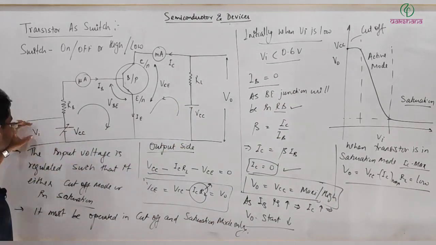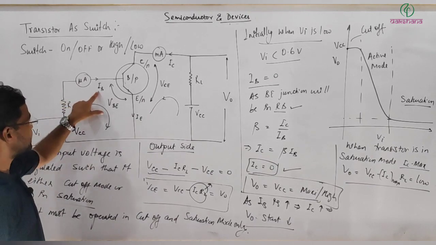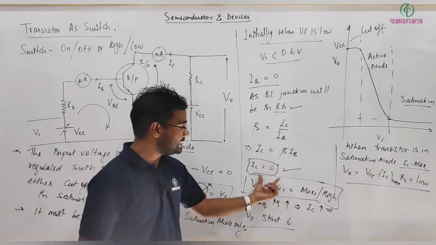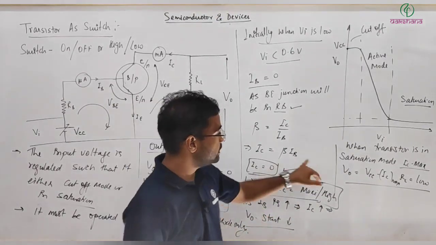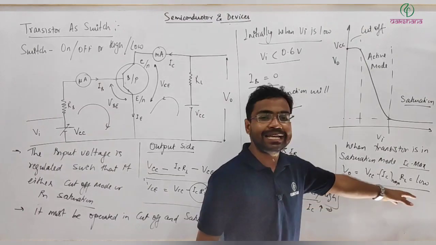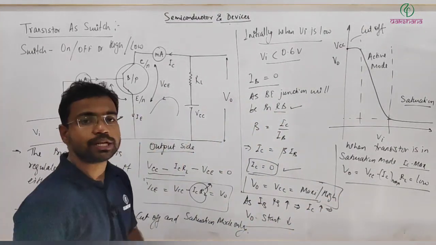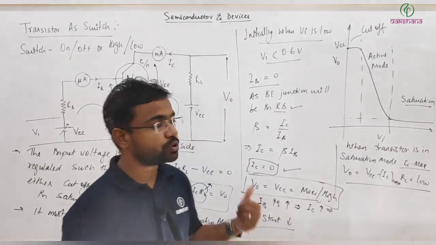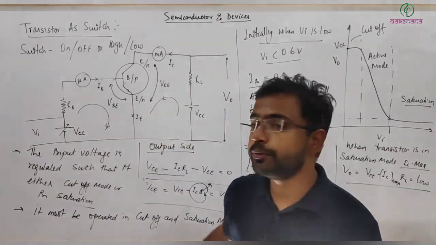In that condition, this is maximum, and this is maximum, which implies IC is also maximum, and that will put this output voltage as low, almost equal to 0. So in this condition, the transistor will be in on mode. So that way we are using a transistor as a switch. I hope this part is clear.